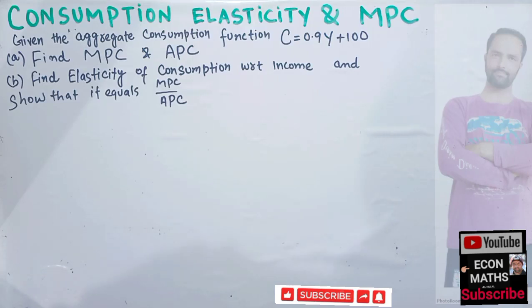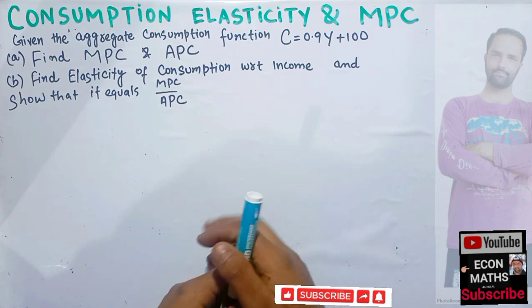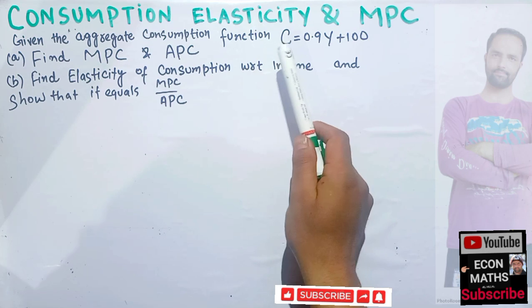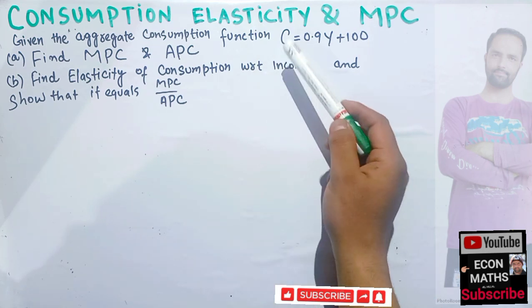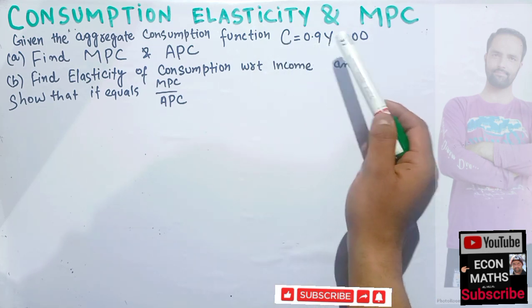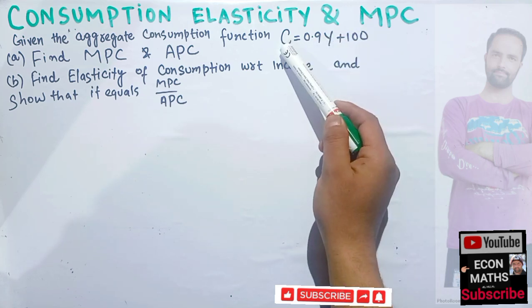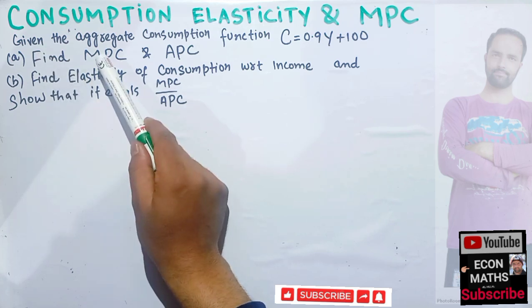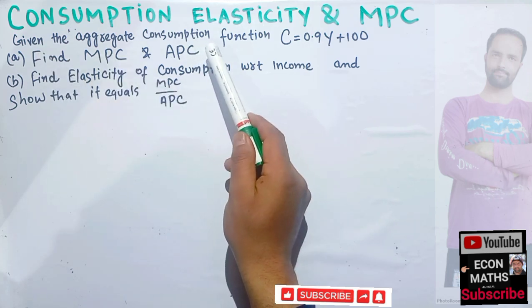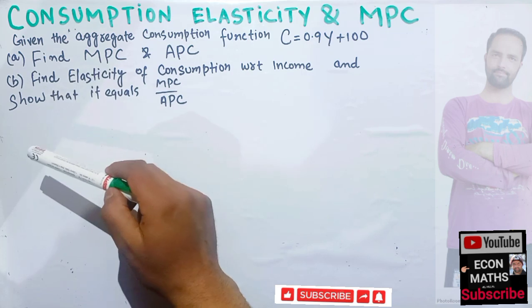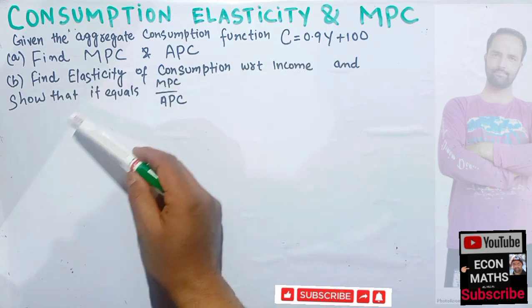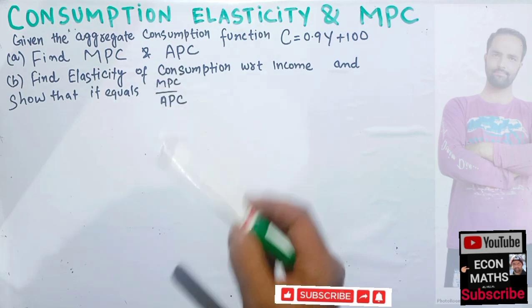In this video, we will learn how to find the elasticity of consumption with respect to income and how to calculate marginal propensity to consume. The question is like this. We are given the aggregate consumption function C = 0.9y + 100, where C is the aggregate consumption and y is the aggregate income. We have to find the marginal propensity to consume and average propensity to consume. The second part of this question is to find the elasticity of consumption with respect to income and show that it equals MPC upon APC.